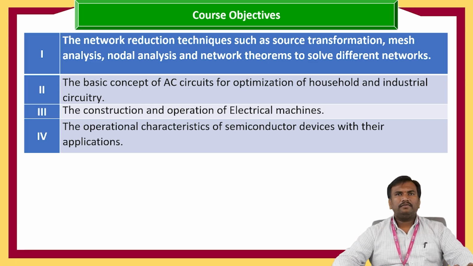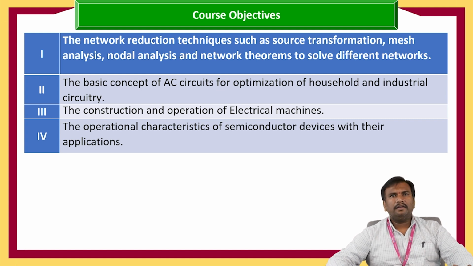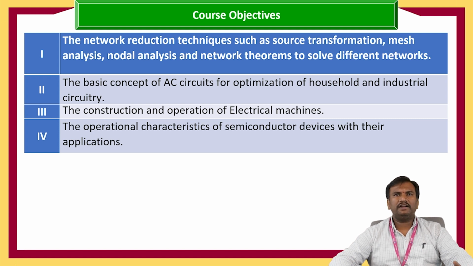In this lecture, I am going to present the topic from Elements of Electrical and Electronics Engineering. The course objectives are: the first course objective is the network reduction techniques such as source transformation, mesh analysis, nodal analysis, and network theorems to solve different networks. The next one is the basic concepts of AC circuits for optimization of household and industrial circuitry.